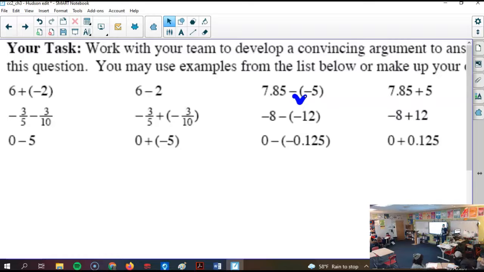Vanessa, you got another one that you can tell me does that special thing? 0 minus negative. So I had nothing, and now I'm taking away negatives. What that actually is going to do is leave me those leftover positives. Layla Davis, is there any others up here that do that weird thing?